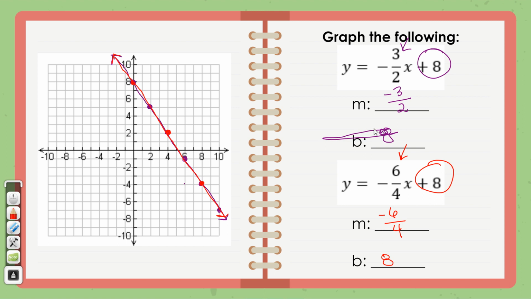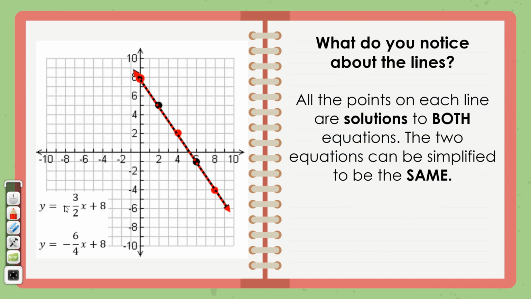Do you notice anything here about their y-intercepts? So their y-intercepts, the 8s, they're the same. They started in the same place. What do you notice about their slopes? They're both negative 3 over 2 times 2 is... They're the same. If we reduce negative 6/4, what do we reduce it to? Negative 3 over 2. So they have the same slope and the same starting point. That means that they're basically the same line, just written differently.